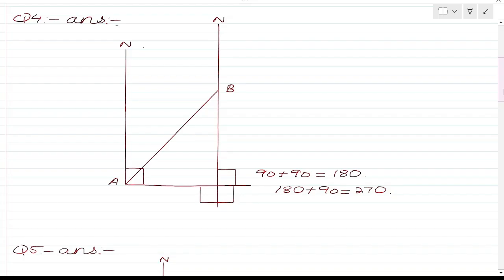Okay, so now what if I want to find the bearing of C? First you will notice that a straight line has been formed, and the first quadrant, we know that the angle in the first quadrant is 90 degrees. In the second quadrant, that is also 90 degrees. So these both make up 180 degrees. After that, we have another quadrant which is 90 degrees too. So 180 will be added with 90 degrees. So that makes up 270 degrees. Now let's move on.